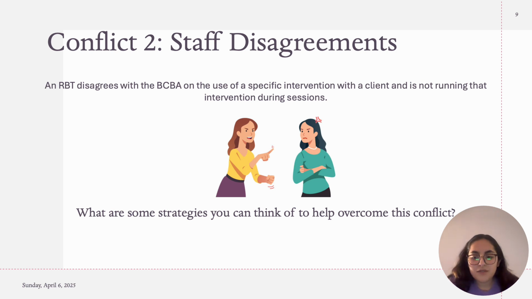So the second conflict is staff disagreements. So this will be like when an RBT disagrees with the BCBA on a specific intervention with the client and is not running that intervention during sessions. So I also want to take some time to kind of brainstorm and discuss as a group what some strategies we can think of to help overcome this conflict.